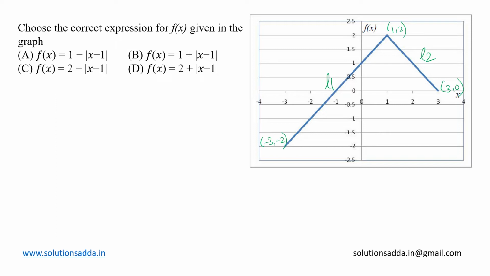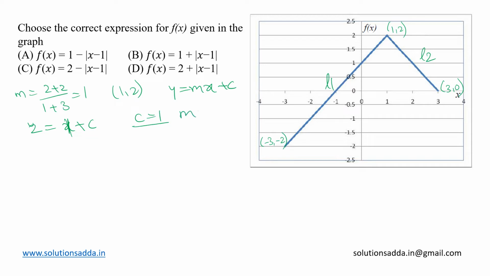So first of all, for line L1, its slope will be (2 minus (-2)) upon (1 minus (-3)). So it is 1, and it passes through the point (1, 2). Using slope point form, we'll find its equation. It satisfies this particular point, so we'll have 2 equal to x plus c. In place of x, we'll write 1. So we get the value of c as 1. m is also 1. So the equation is y equal to x plus 1.